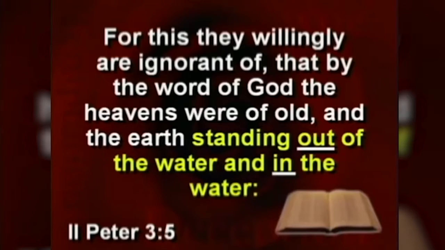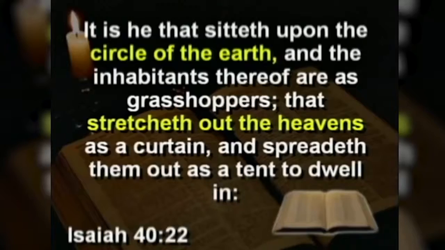Apparently, when God first made the earth, there was a canopy of water or ice above the atmosphere. It's not there now. It all fell down at the time of the flood. But Isaiah tells us the Lord sits on the circle of the earth. Interesting. 3,000 years ago, the Bible said the earth is round.